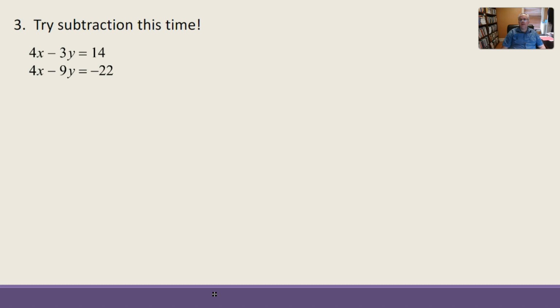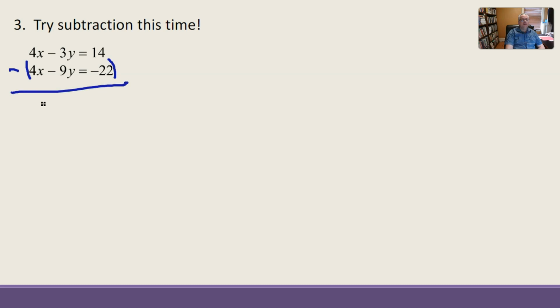Sometimes addition may not work. Like here, if we add these equations, nothing cancels because 4x plus 4x is 8x. Negative 3y plus negative 9y is negative 12y, and we still have both variables. But since they both have a positive 4x, if we subtract them, then they will cancel. And we have to remember we're subtracting this whole equation.